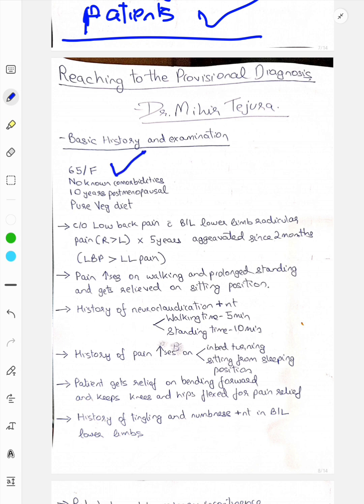When the patient is old and female, you are likely suspecting osteoporosis. If she is a postmenopausal lady, 10 years postmenopausal, it is more of an osteoporosis picture, more of an LCS picture, right? So age and sex are very important. No known comorbidities. If there is diabetes or hypertension, the pain might be associated with diabetic neuropathy, nephropathy, all those things. So comorbidity is very important. Age, sex, and how many years postmenopausal.